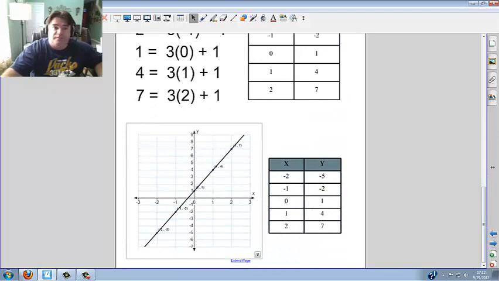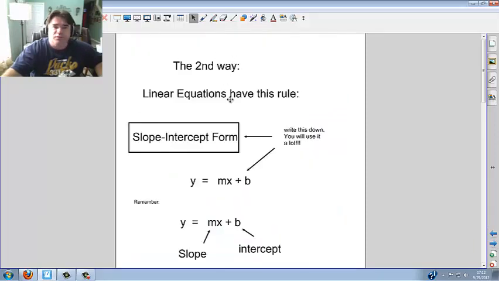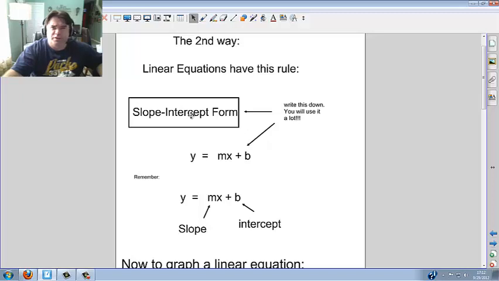No problem there. The second way is to use the slope-intercept form, which is what y equals mx plus b was. You remember from last chapter. Y equals mx plus b is very handy. You ought to write it down because you will use it a lot. Remember that it's called slope-intercept form because you have a slope, which is always the m.